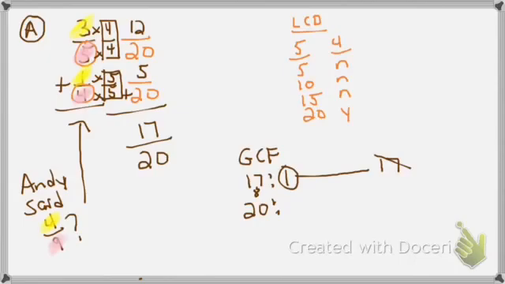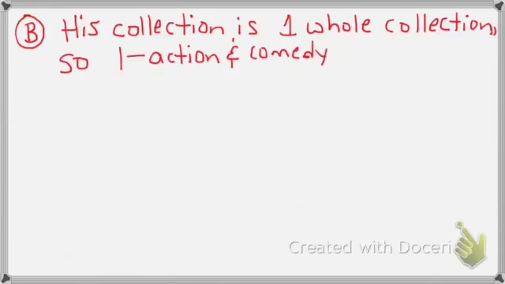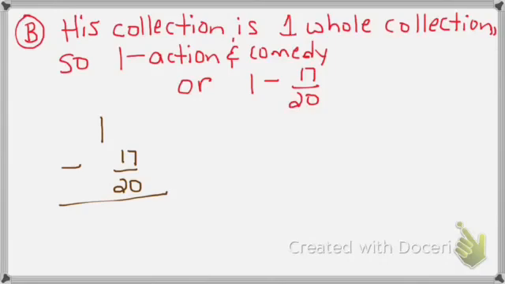So again, 17/20ths was the part of his collection that was action and comedy together. And his whole collection is one whole collection. So I'm going to do 1 minus the 17/20ths that I just figured out. So I'll write my numbers vertically, 1 minus 17/20ths. I'm ready to subtract, but I don't have any little pieces to take away. So I have to take one of the whole Hershey bars away. If I take one away, I'll have 0 whole Hershey bars left. The one that I took away is a whole bar in a wrapper. Open up the wrapper. How many pieces should I break it into? Well, my denominator is 20, so I'm going to break it into 20/20ths.